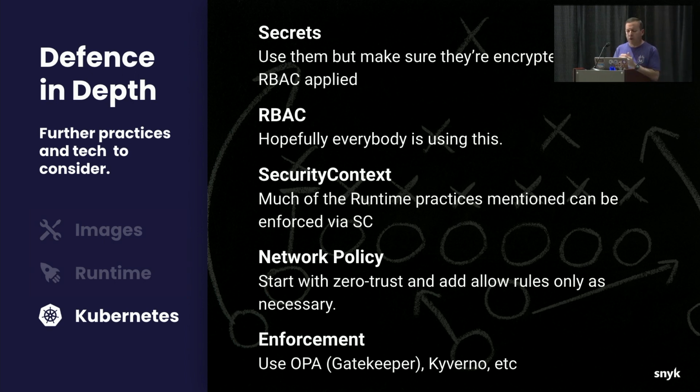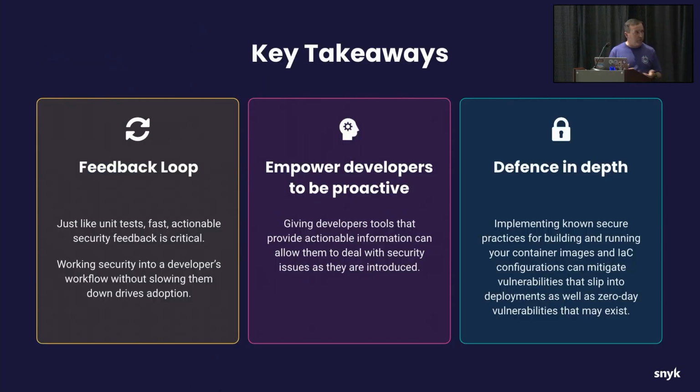It does other things than that, but that's the main point, is to enforce the policies for all the things we've been talking about. So the key takeaways from all of this, and we might have a couple minutes for questions, is you want to have a fast feedback loop first. You want to make sure that whatever you're putting in place is just like your unit tests. It's fast and actionable, and that it empowers you to be productive.